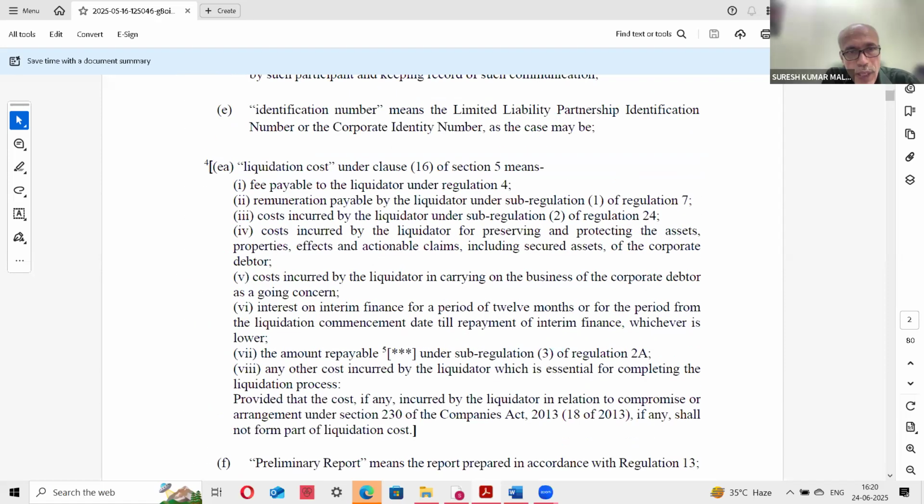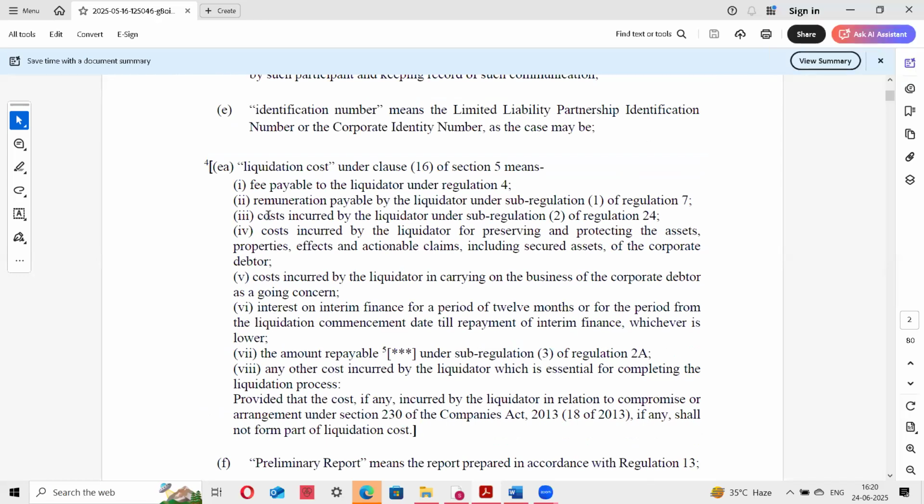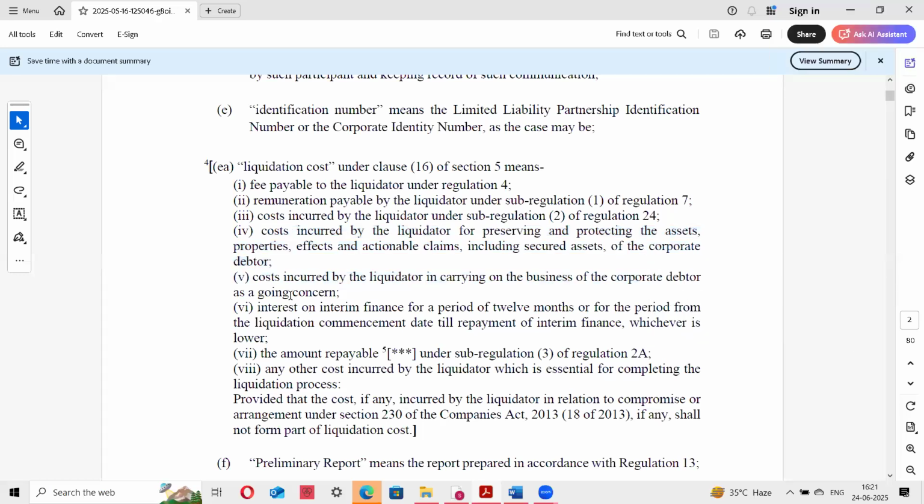Liquidation cost means the cost incurred by the liquidator for preserving and protecting the assets. Where is it mentioned, sir? Here, point number 4 and 5. Cost incurred by the liquidator for preserving and protecting the assets, properties, effects, and actionable claims, including secured assets of the corporate debtor. And after this, cost incurred by the liquidator in carrying on the business of the corporate debtor as a going concern.